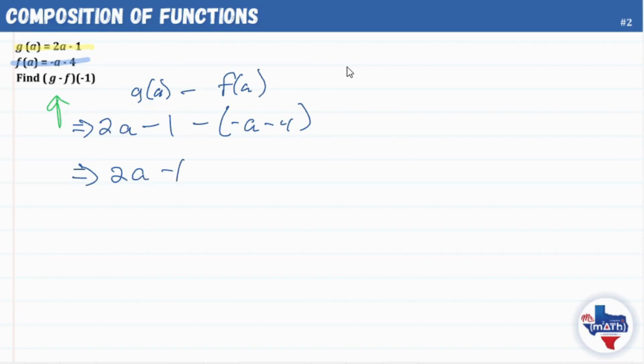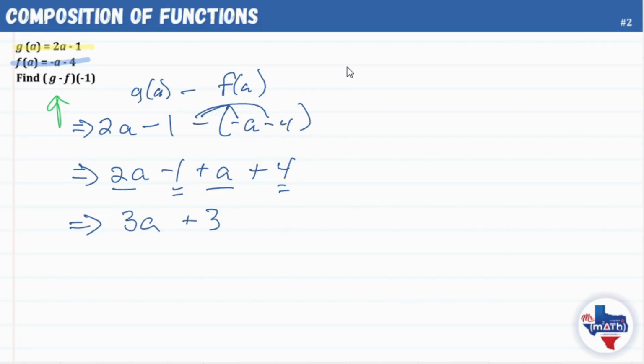And then we're going to basically take the opposite of each one in the parenthesis here. The opposite of negative a is positive a. The opposite of negative 4 by distribution is positive 4. Combining like terms, we get 3a. Combining like terms, we get positive 3. So we have 3a plus 3.